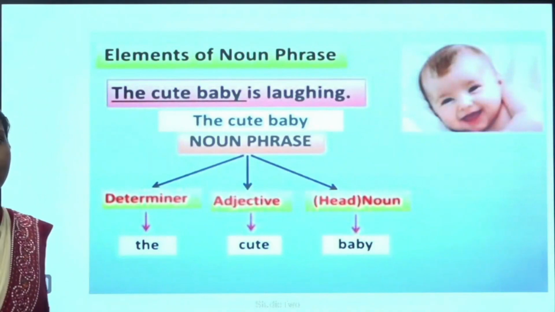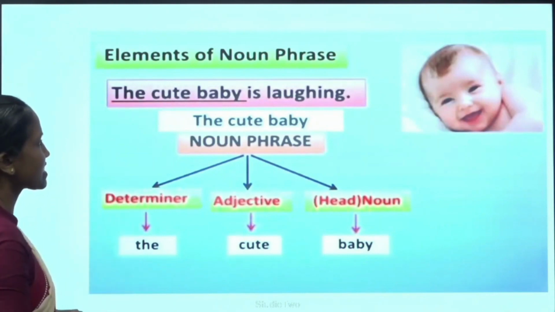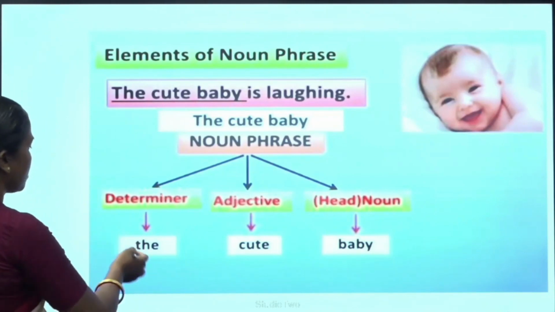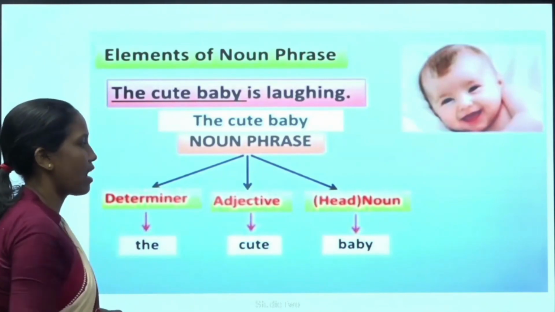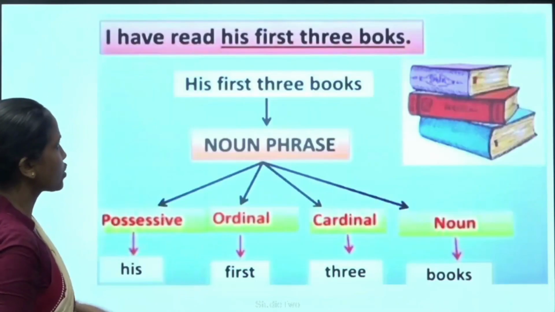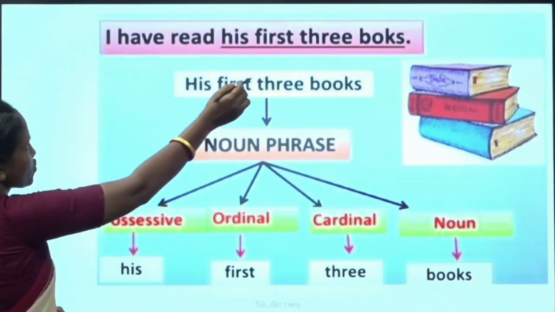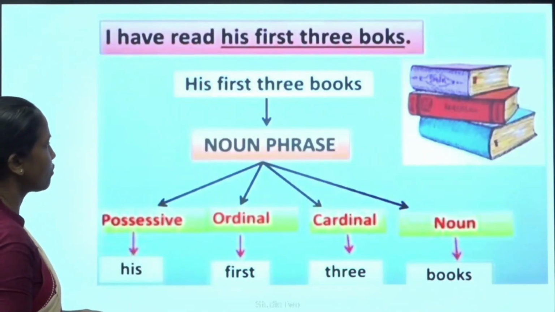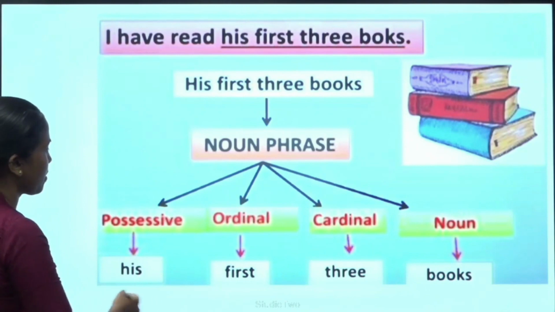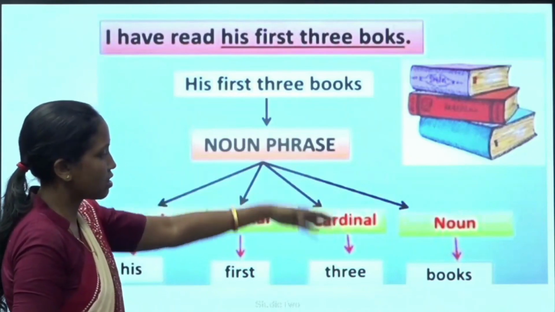Students, now we will see the structure of the noun phrase. Here is the example. The cute baby is laughing. The cute baby is the noun phrase here. The is the determiner, cute is the adjective, and the head noun is baby. Next you see, I have read his first 3 books. His first 3 books is the noun phrase. His indicates ownership, possession. First is the ordinal number, 3 is the cardinal number, and the head noun is books.